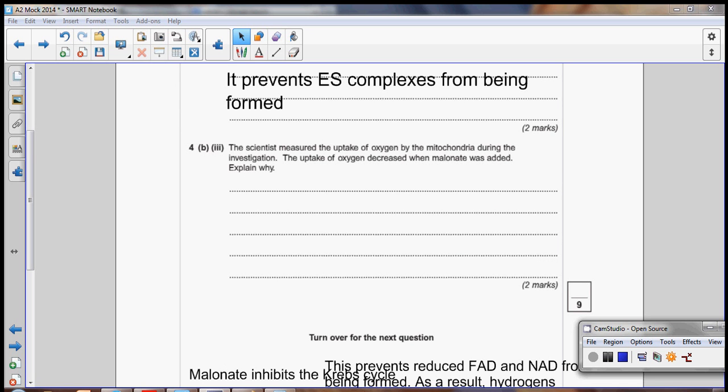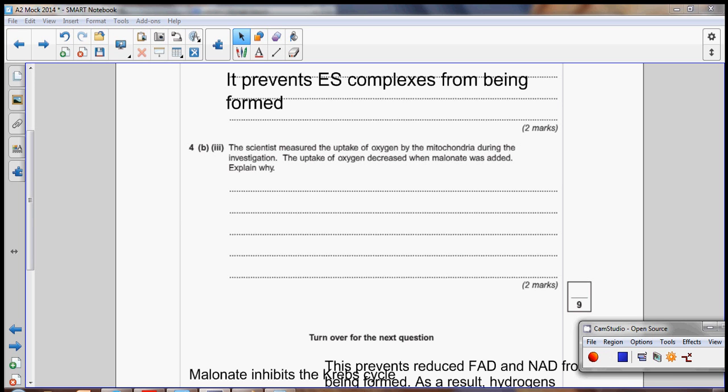Finally, we've got a question where the scientists measured the uptake of oxygen by mitochondria, and they observed that the uptake of oxygen decreased when malonate was added. Now that makes sense because malonate inhibits the Krebs cycle, and by inhibiting the Krebs cycle, it's inhibiting the other processes that take place in mitochondria, and it's inhibiting those processes leading to the uptake of oxygen.